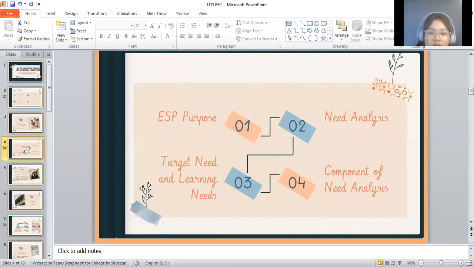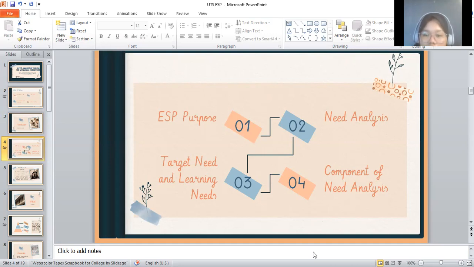The first is ESP purpose. The ESP purpose is not only to develop language skills, however, to meet the objective derived from the need analysis. Integration between general English and ESP is expected to facilitate the English instruction proportionally. And the subject-specific language and target performance competencies are the two main objectives of ESP.